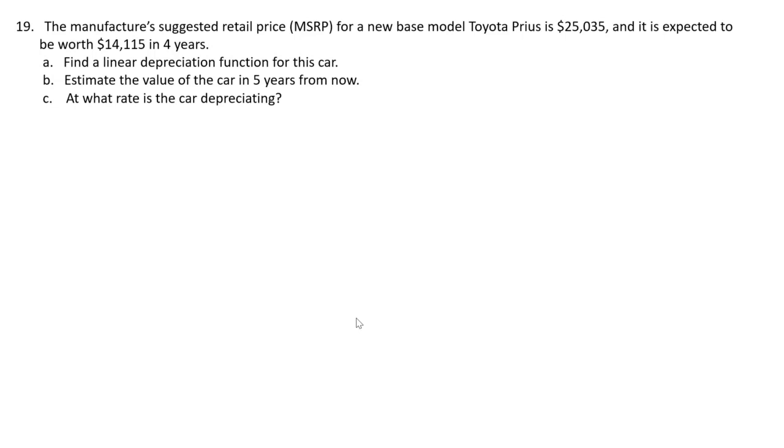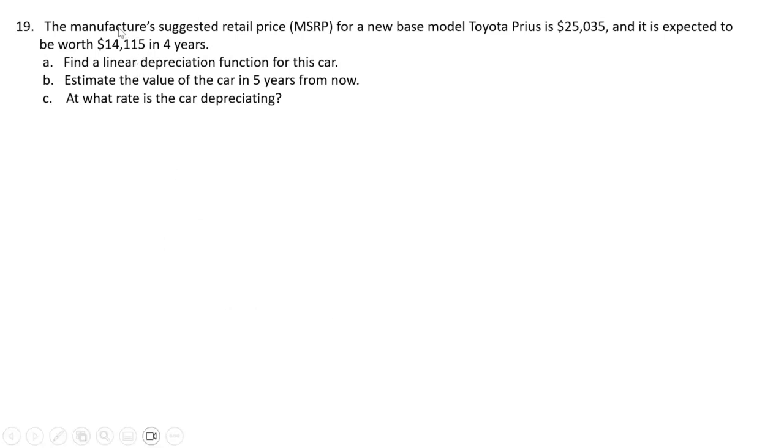It says a manufacturer's suggested retail price, which is the MSRP, for a new base model Toyota Prius is $25,035, and it is expected to be worth $14,115 in 4 years. So here, guys, this is like three parts. The A part, find the linear depreciation function for this car. B, estimate the value of the car in 5 years from now. And finally, C, at what rate is a car depreciating?